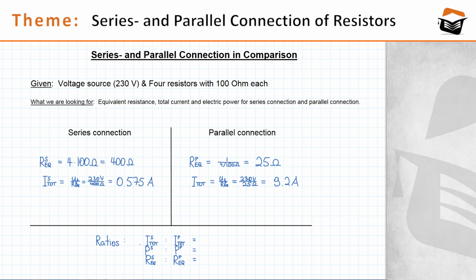And finally, we're going to compute the electric power for the series connection, and that is U_S, the source voltage, times the total current, is equal to 230 volts times 0.575 amps is equal to 132.25 watt.